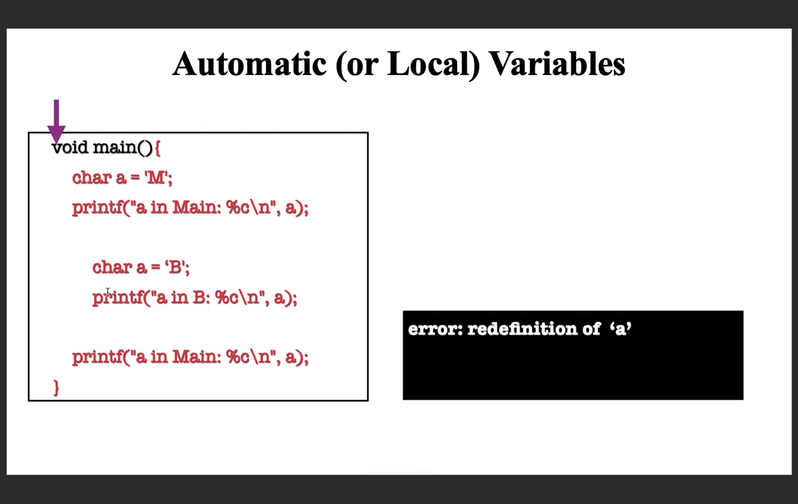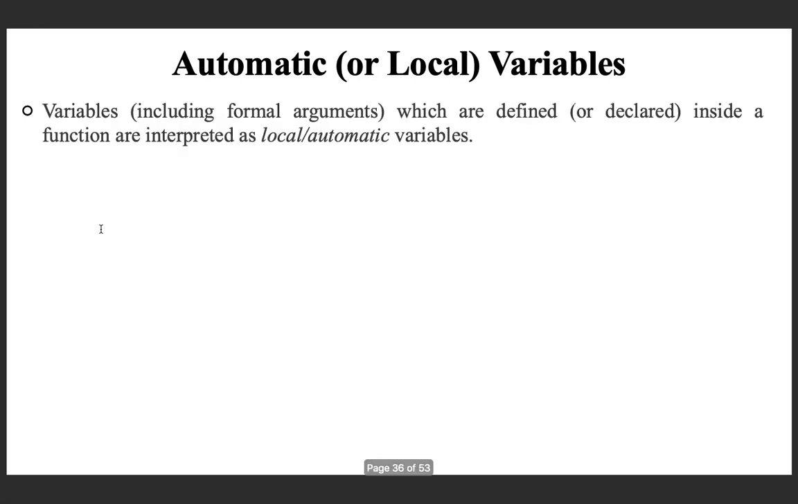Because there is only a single compound statement, so only a single block, in which you can have at most one variable with a single name. If you have multiple blocks, you can have variables with the same name, but within a block only one variable can be defined with a single name. I hope you are getting me. Let us recollect what we discussed about automatic or local variables.